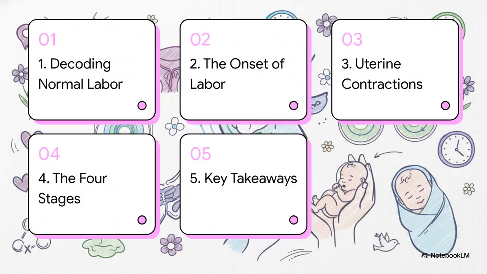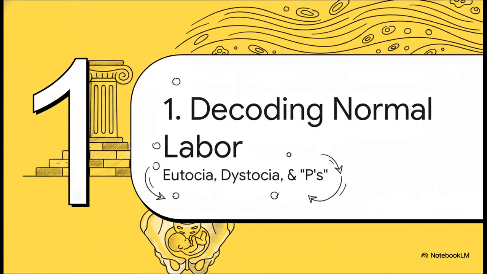Okay, so here's the game plan for today. We're going to start by really decoding what normal labor is. Then, we'll look at the hormonal spark that kicks everything off. We'll get into the nitty-gritty of uterine contractions, the engine of labor. After that, we'll walk through the 4 clinical stages of the journey. And finally, we'll wrap up with the key exam takeaways. Ready? Let's go. All right, let's jump right into Section 1 and build a solid foundation.